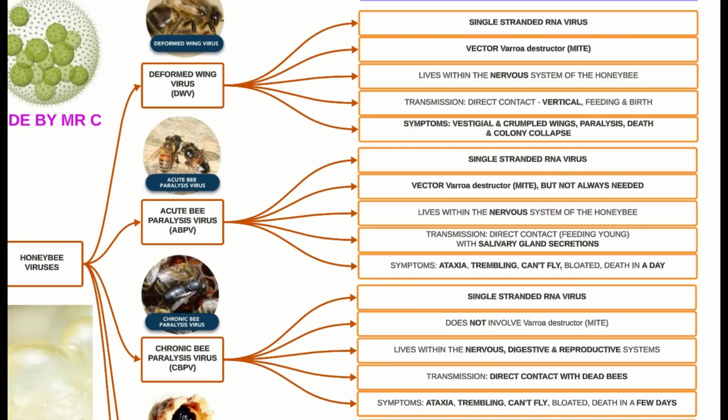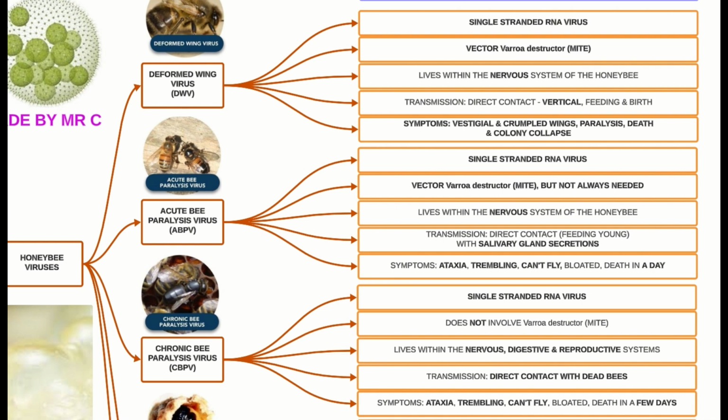Now, honeybee viruses aren't one particular virus. There are several that we must know. There is deformed wing virus, which is a single-stranded RNA virus. It uses the vector Varroa destructor, which is a mite. It lives in the nervous system of the honeybee. Transmission is through direct contact.